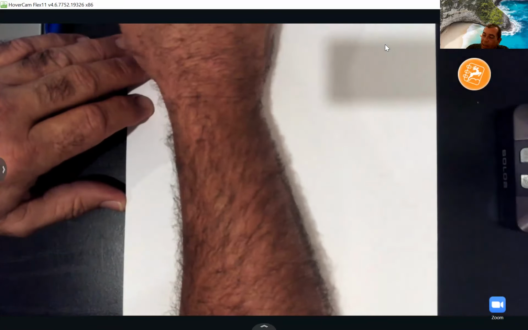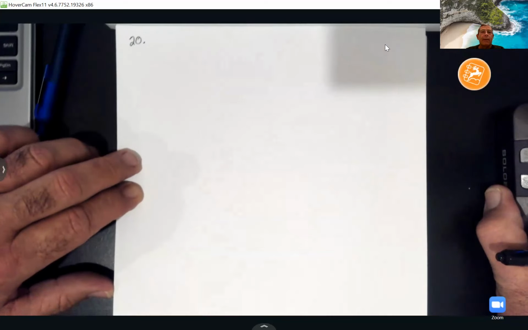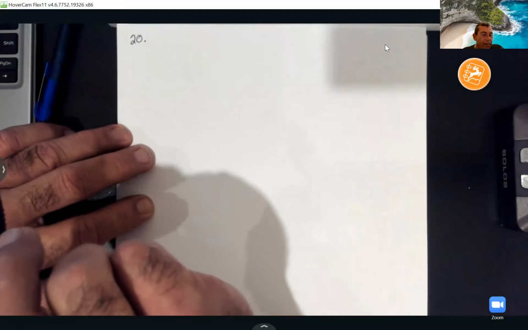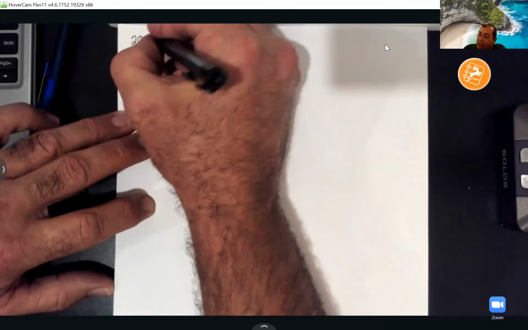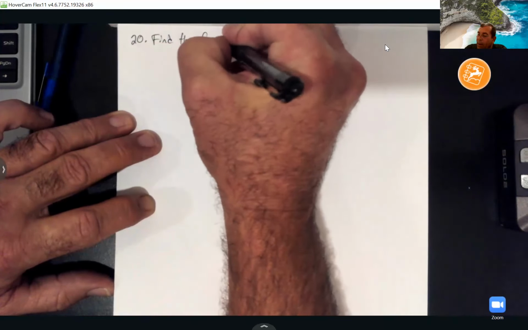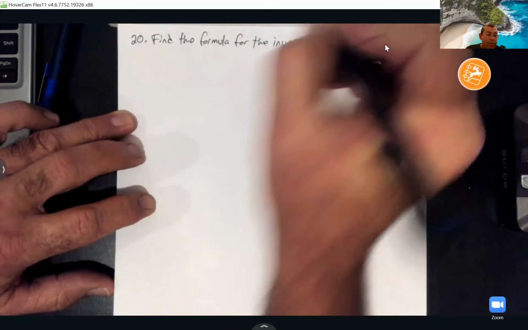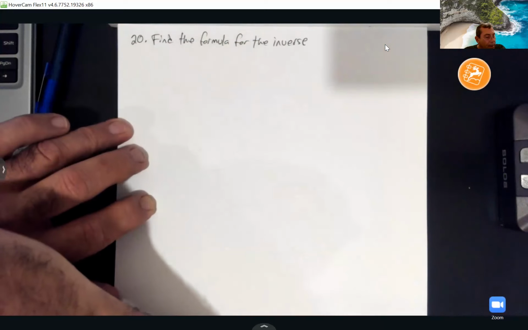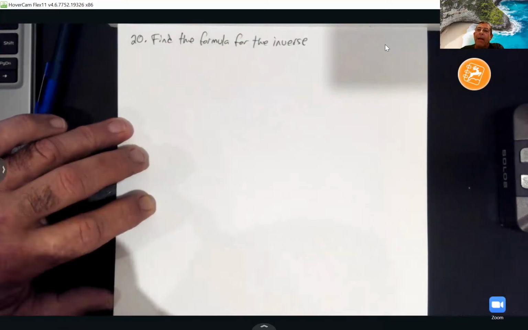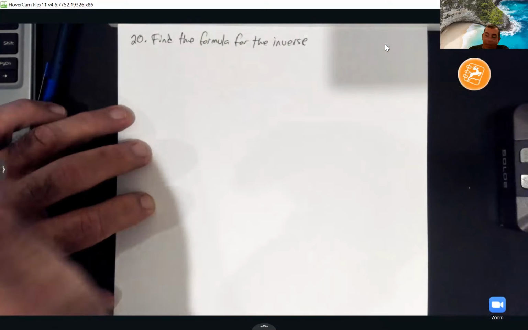All right, y'all, number 20. Number 20, determine if it's 1-to-1. If it's 1-to-1, find the inverse. So we're going to find the formula for the inverse. Now, if you put not 1-to-1 on this one, you're going to get it wrong. Every single one of y'all's is going to be 1-to-1. So you got to find the inverse, okay?